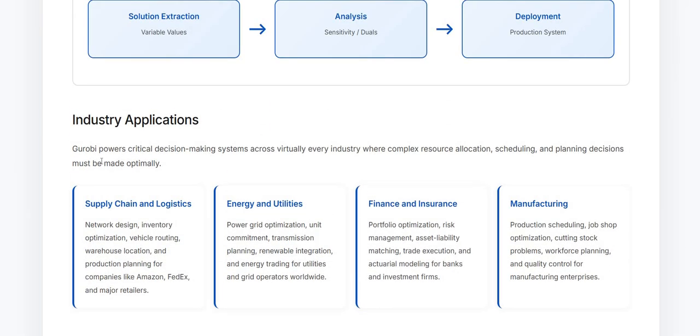And some applications, as you can guess. These capabilities show up across many industries. In supply chain and logistics, models handle routing, inventory, and network design. In energy systems, optimization supports grid operations, unit commitment, and trading. Finance uses it for portfolio construction, risk control, and asset liability matching. Manufacturing relies on it for scheduling, cutting stock, workforce planning, and quality control. The common thread is large, structured decision problems that must be solved reliably.